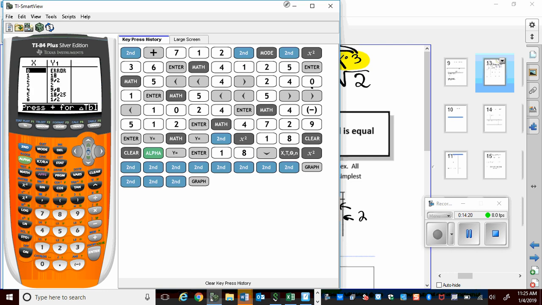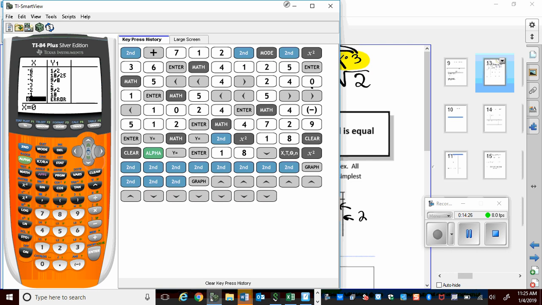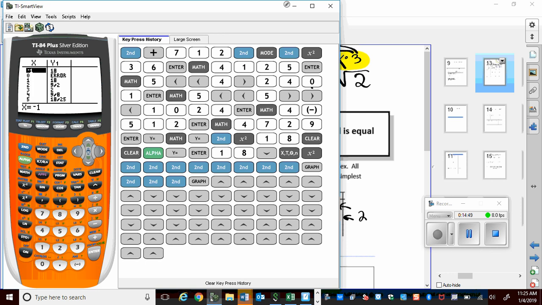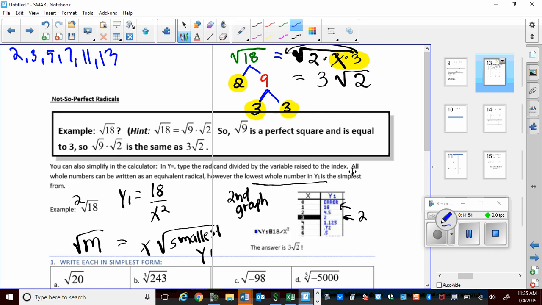Okay? So if I go up, no negative number can ever be your whole number for x. It can only be positive numbers. So no negative number when it's a square root, okay? But if you look, these numbers keep getting smaller and smaller. It's just nothing but fractions. And it looks like my smallest y value is 2, and the matching x value is 3. So my answer is 3 square root of 2.